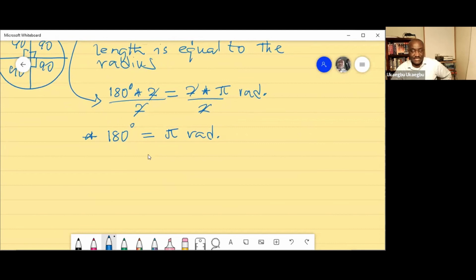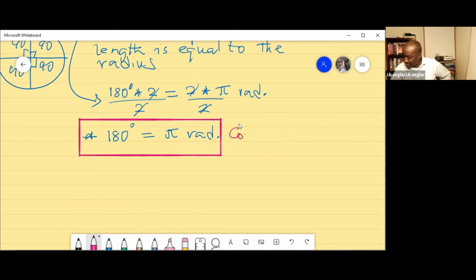So this is like saying 12 inches is equal to 1 feet. Okay? So 180 degrees is equal to pi radian. Let me box it. So you can call it conversion rate. Conversion, correct any wrong spelling, rate.